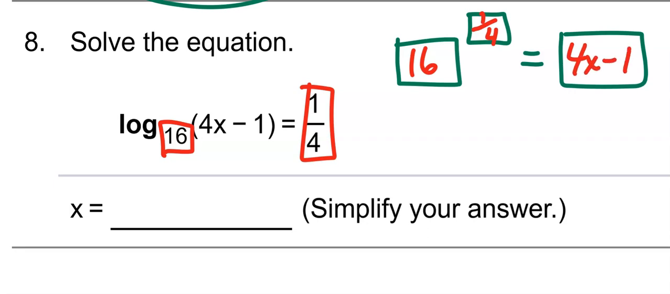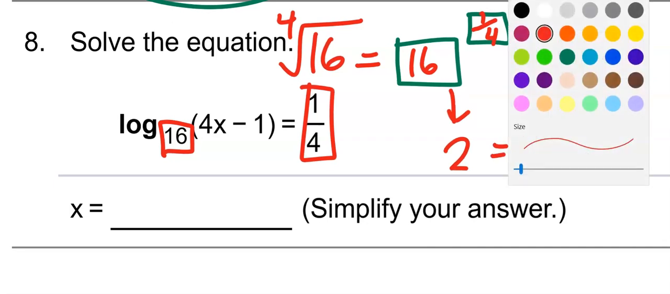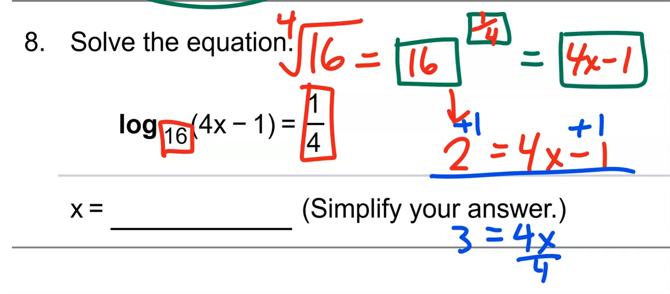Okay, so 16 to the 1/4. Now, I hope that you remember from our previous chapters that that's the 4th root of 16. Don't think square root, the 4th root, and the 4th root is 2. And then we can do what we normally would do. Add 1 and divide by 4. So x equals 3/4.